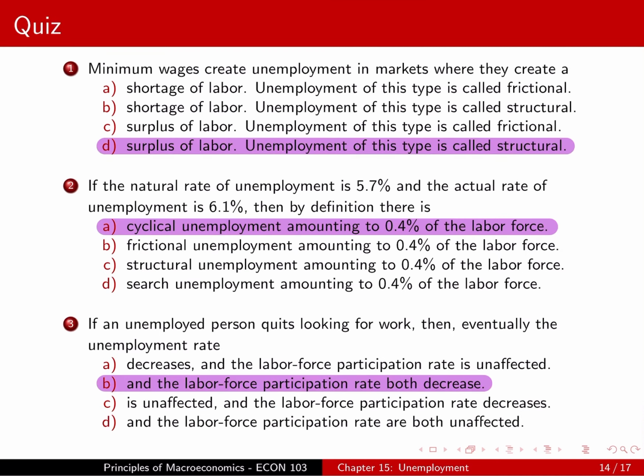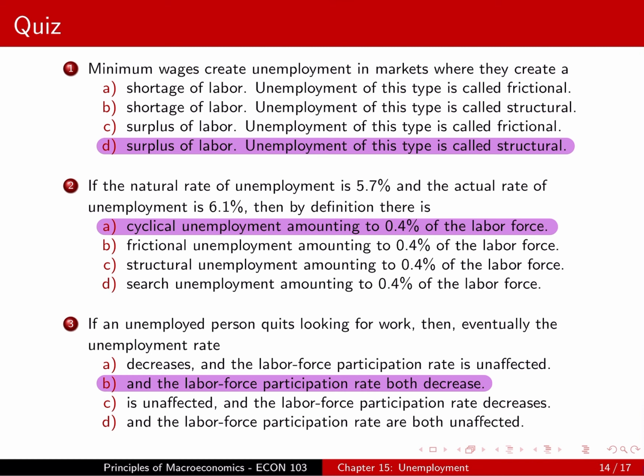Let's take on the quiz. Question number 1. Minimum wages create unemployment in markets where they create what? Unemployment can occur because of minimum wage laws. When the minimum wage is set above the equilibrium wage in the labor market, a surplus of labor results. This means more people are willing to work at a higher wage than there are jobs available, leading to unemployment.